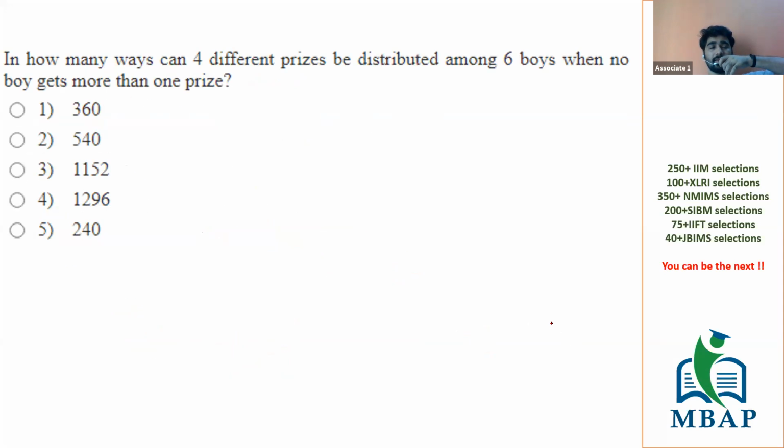Try this one. In how many ways can four different prizes be distributed among six boys when no boy gets more than one prize?